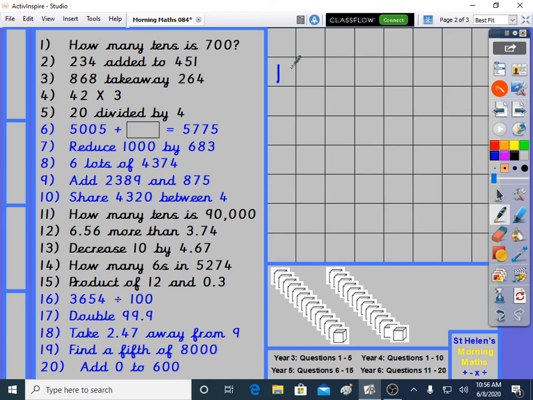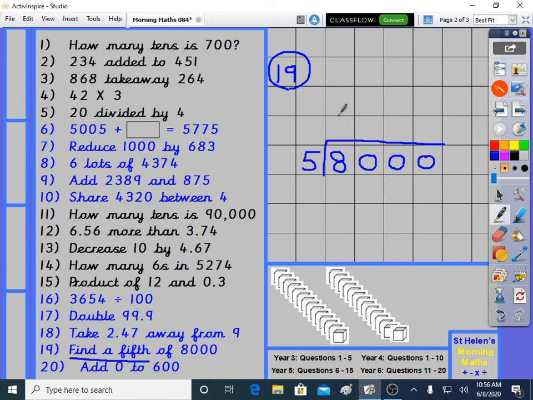Similar to what we've been doing the last few days. How do you find a fifth of 8,000? Well, finding a fifth is dividing by 5. That's how you find a fifth of something, you divide it by 5. This should be a nice easy bus stop, this one. But it's knowing what to do. Knowing that find a fifth means just divide by 5.